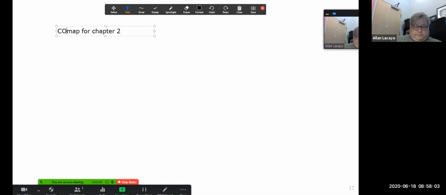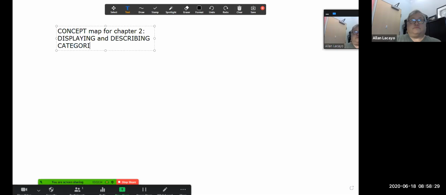Concept map. So this is an outline, essentially, of all the things that we're going to cover in Chapter 2. Chapter 2 is about 2 activities: displaying and describing. And what we will be displaying and describing are what are called categorical variables.